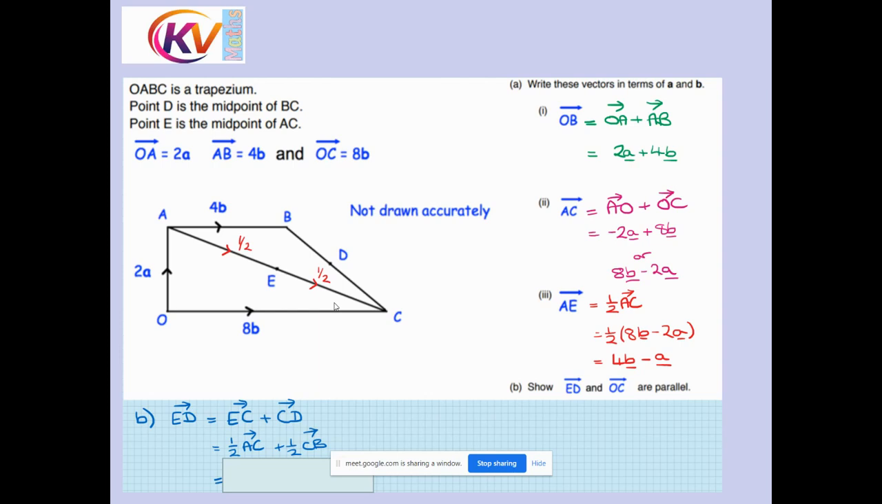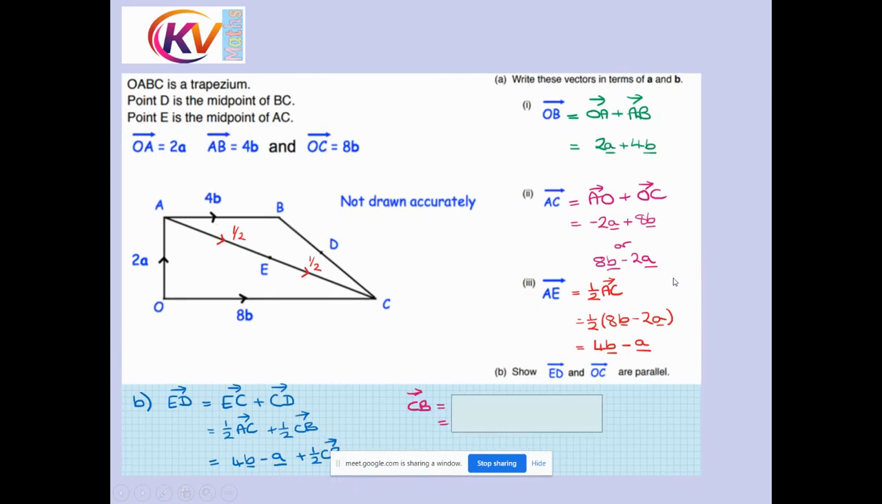We've got then a half AC. So a half AC we worked out up here. So we just need to half that one, which gives me 4b minus a, because I've halved it, plus the half CB. But we do need to work out the CB first. So the CB is going to be going from C to O. So that's negative 8b, because we're going the wrong way down that one, plus 2a, plus my 4b. So that would be my journey. And then when I simplify that, I get 2a minus 4b, or minus 4b plus 2a. So either way round again, fully correct.